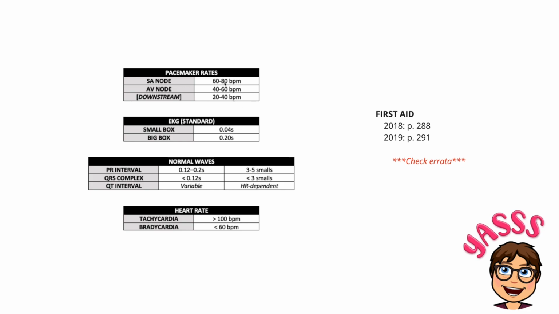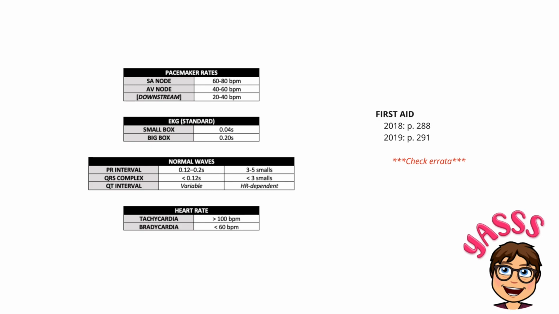And so it can have a predictable rate in that sense. The EKG standard: small boxes are 0.04 seconds, big boxes 0.2. Normal values, PR interval, QRS complex, QT interval, that's heart rate dependent. And then for the heart rates, just know that above 100 is tachycardic, below 60 is bradycardic, and anything in between that is normocardic.